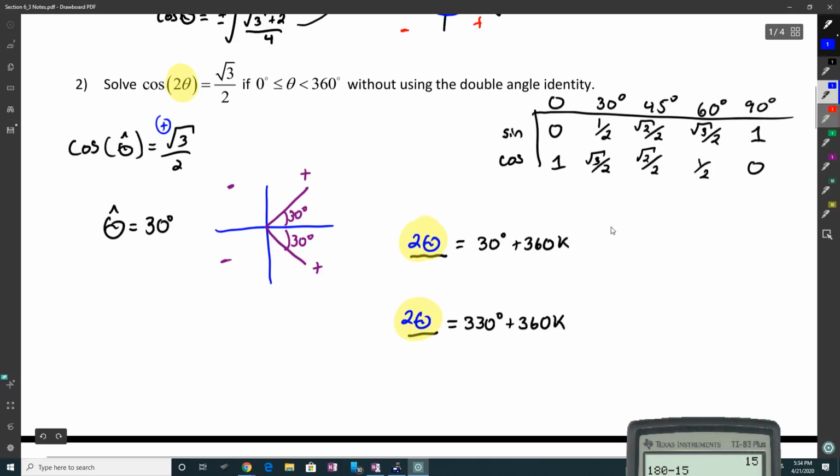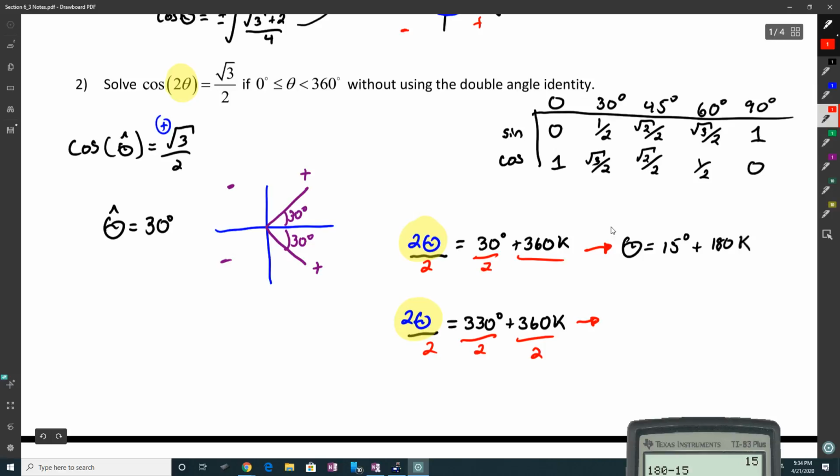And so all I got to do is I have 2 answers. I just got to divide by 2. If I divide the first one by 2, then I get theta by itself. And notice 30 over 2 is 15 degrees, plus 360 over 2 is 180 degrees. If I divide this one by 2, and again, we're dividing everything by 2. I guess I should have written it that way. You don't pick and choose when you divide. You have to divide everything.